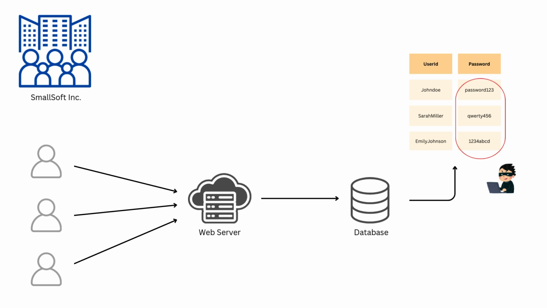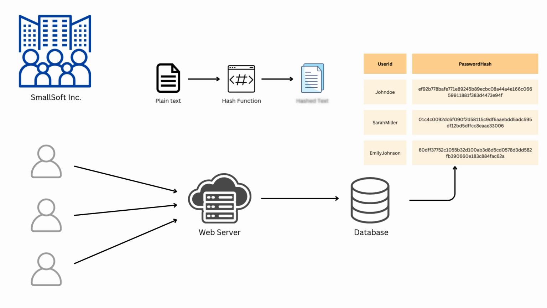Realizing their mistake, the development team dives into learning about hashing. They discover that hashing transforms a plain text password into a fixed length string that is virtually impossible to reverse. When a user logs in, the application hashes the entered password and compares it to the stored hash. However, if a hacker gets access to this hash, they cannot use it directly to log in without knowing the original password. Yet, the team learns that the danger doesn't end here.